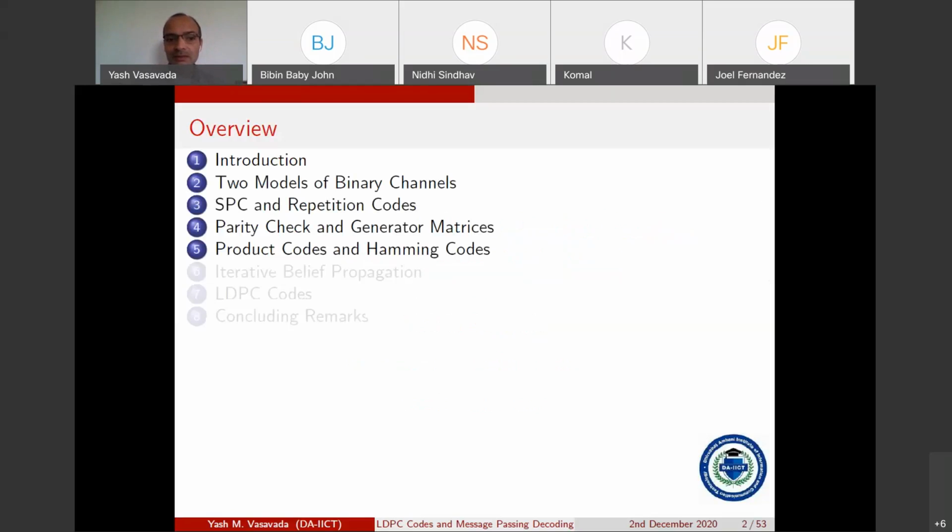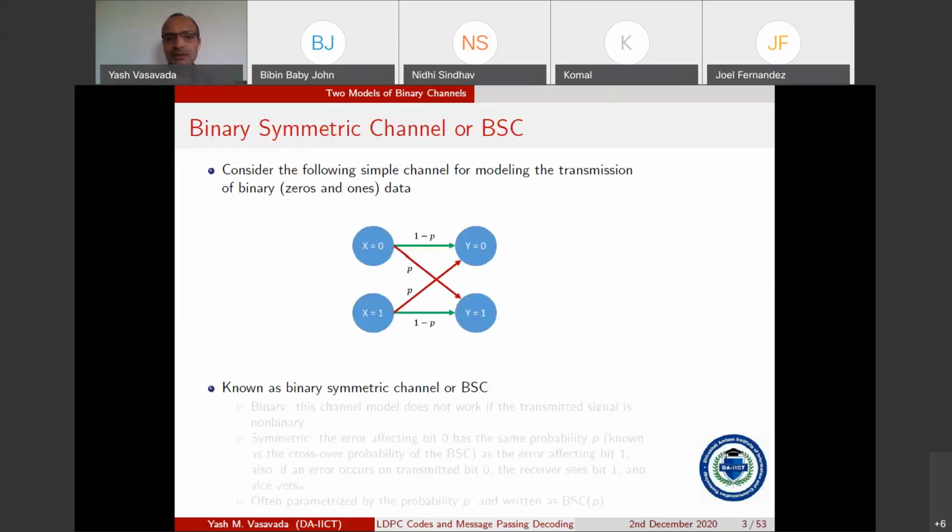Okay, so let us just do a brief review of the different channel types that we have looked at in CT516. One is called binary symmetric channel, which with some probability P flips the transmitted bit. So 0 can become 1 and 1 can become 0. And that probability P is the same, whether it is 0 which is transmitted or 1 which is transmitted. And that is why it is called a symmetric channel. Binary because we are dealing only with zeros and ones.